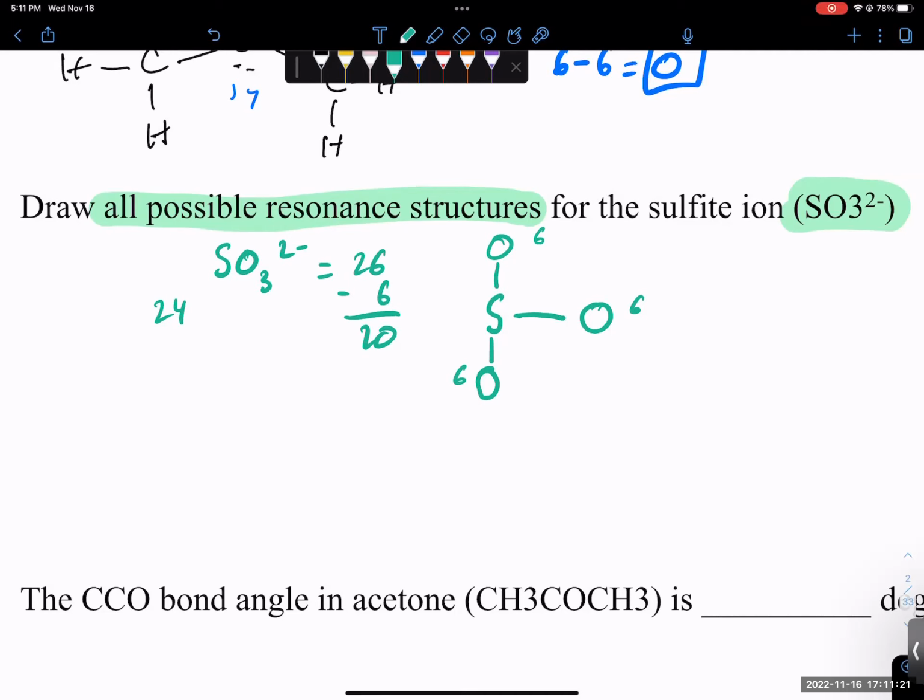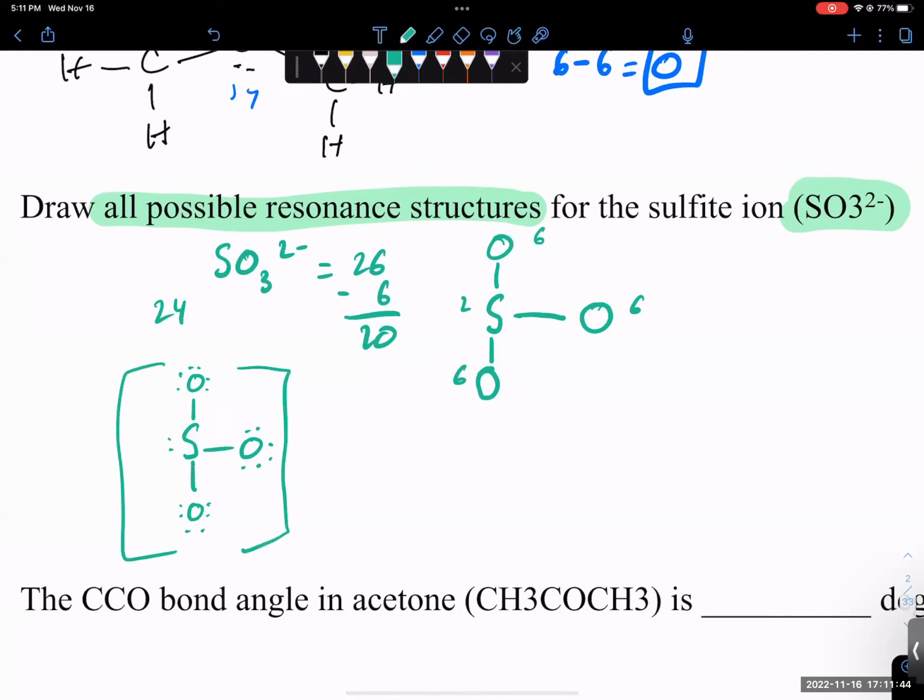So what we can go ahead and do is write out all these electrons, since 6 plus 6 plus 6 plus 2, it's a total of 20 electrons. Everything's happy. So we can go ahead and draw that in. SO, 1, 2, 3, 4, 5, 6. Then we can go ahead and put a 2 minus. We're done, right?